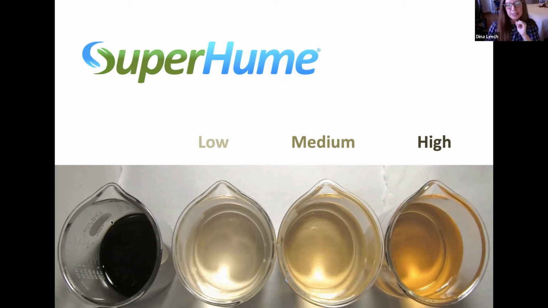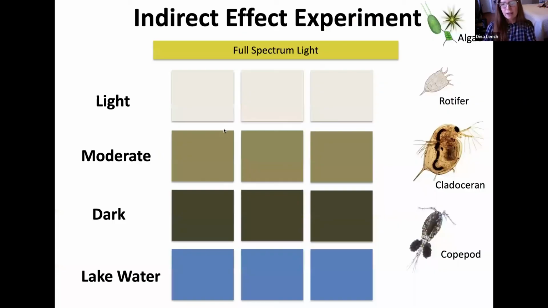And so what we were able to do is take Superhume and dilute it to different concentrations or add different volumes of it so that we could create a low brown, medium brown, and a high brown environment and see what happens in terms of predator-prey interactions. So in the lab, we had 3 tanks representing those different brown colors. And then we had a 4th treatment where we took lake water from a local system near Longwood University. So this was sort of our base water. And then to that lake water, we added Superhume to increase its color.